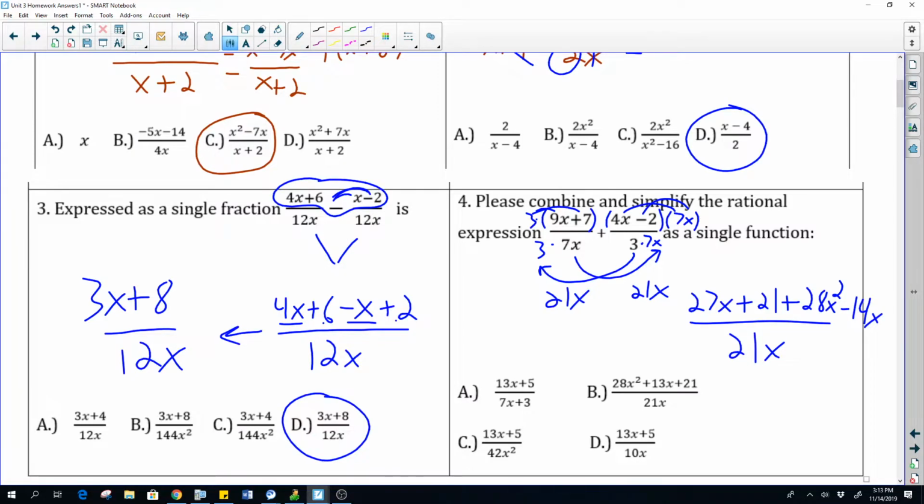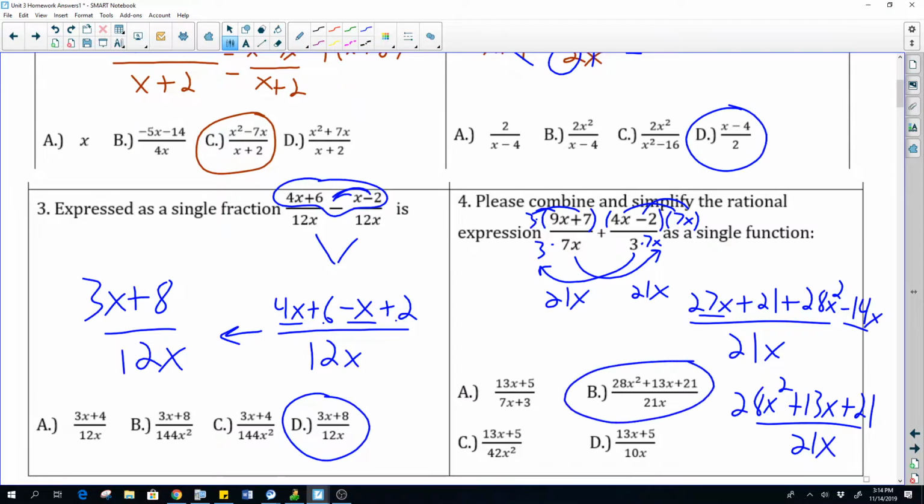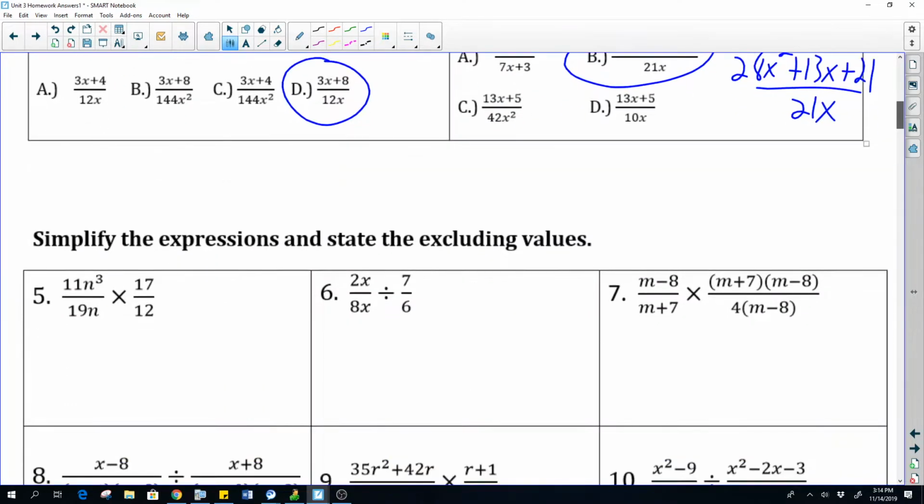Then we can combine like terms. So we have our 28x squared. And then we have a negative 14x with a 27x. That's 27 minus 14, which is 13x. And then plus 21, our answer is B. Excellent. So there's our answer to help you on number 4. Okay, there we go. Looking at number 5 next.